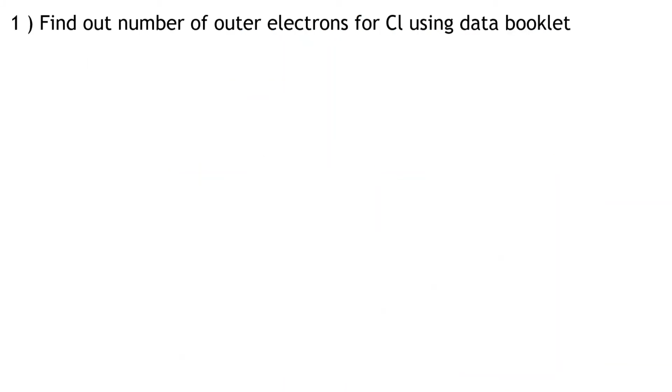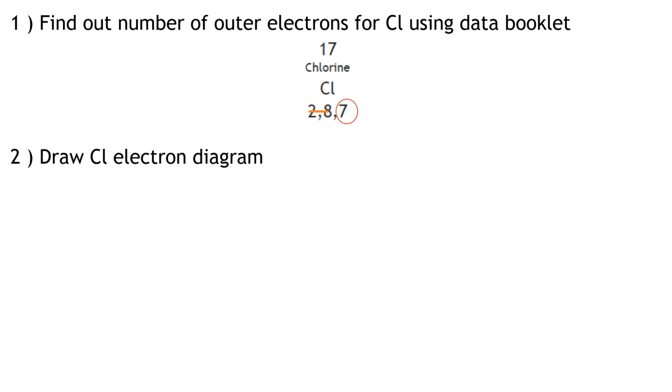So we know the electron arrangement of chlorine is 2,8,7 from the data book. We're only interested in the outer electrons as these are shared during covalent bonding, so we can ignore those inner two energy levels containing 2 and 8 electrons, and we can focus on these 7 outer electrons. The next stage is to draw an electron diagram for chlorine.